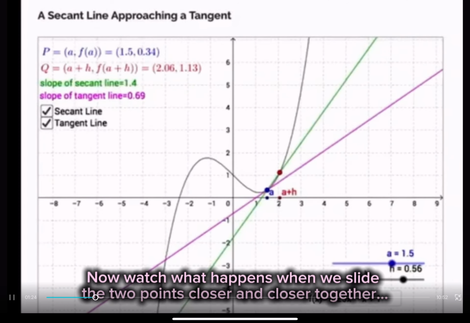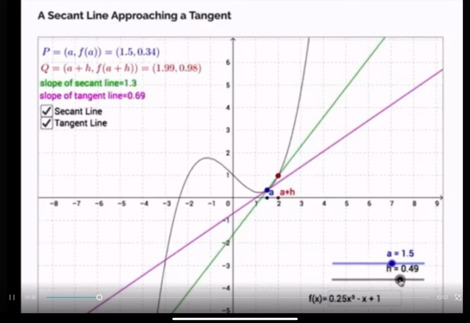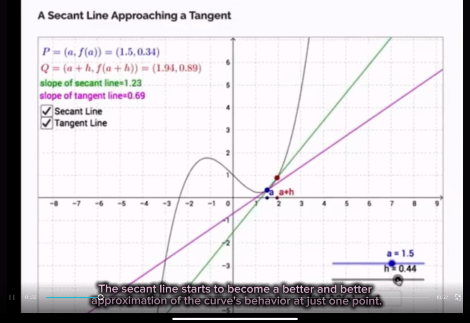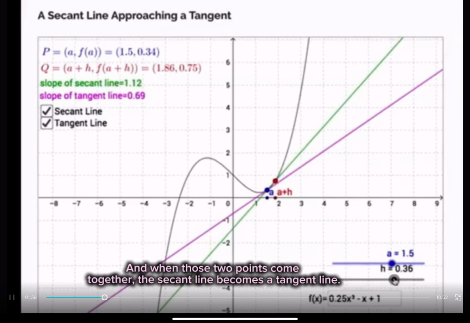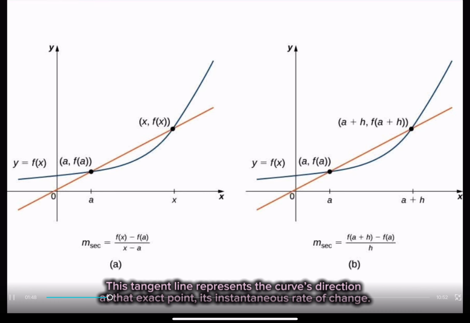Now, watch what happens when we slide the 2 points closer and closer together. The secant line starts to become a better and better approximation of the curve's behavior at just 1 point. And when those 2 points come together, the secant line becomes a tangent line. This tangent line represents the curve's direction at that exact point, its instantaneous rate of change.